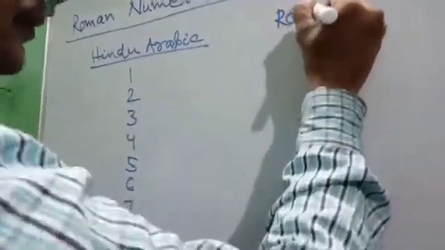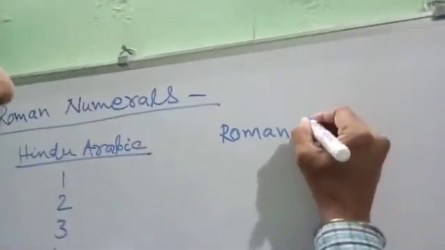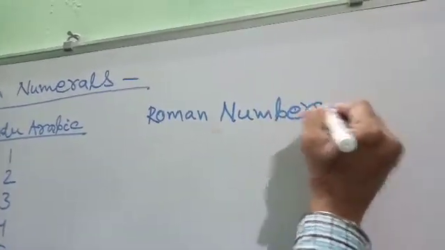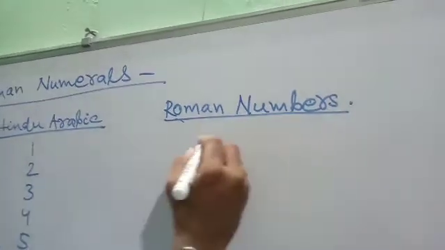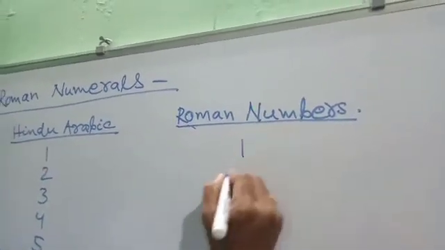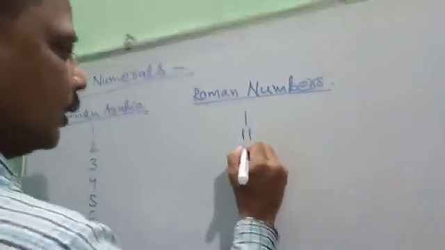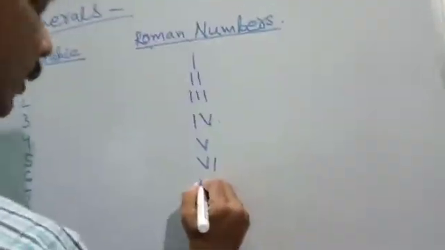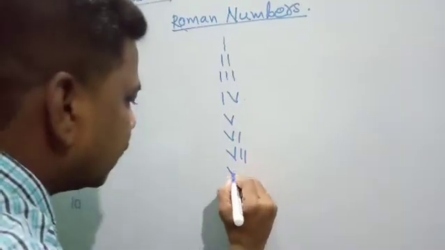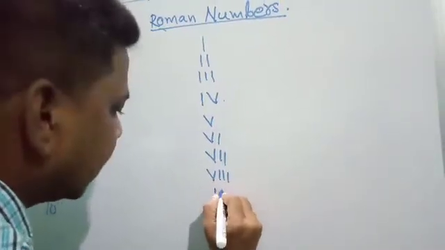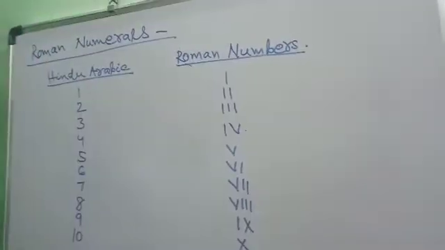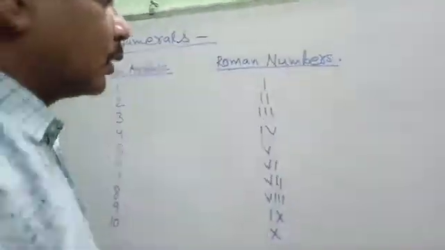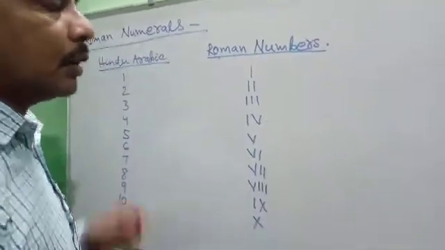And if I write these numbers in letter form, this is called Roman numerals. 1 is I, 2 is II, 3 is III, 4 is IV, 5 is V, 6 is VI, 7 is VII, 8 is VIII, 9 is IX and 10 is X. Okay, when we write these numbers in letter form, we call them Roman numbers or Roman numerals.